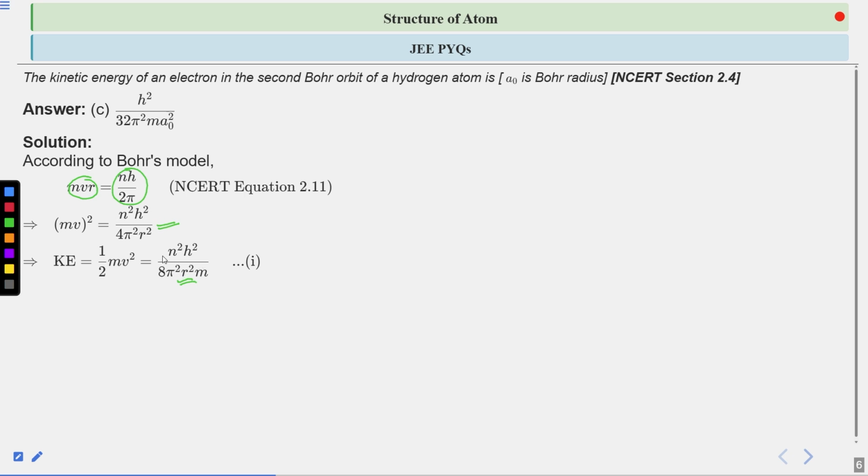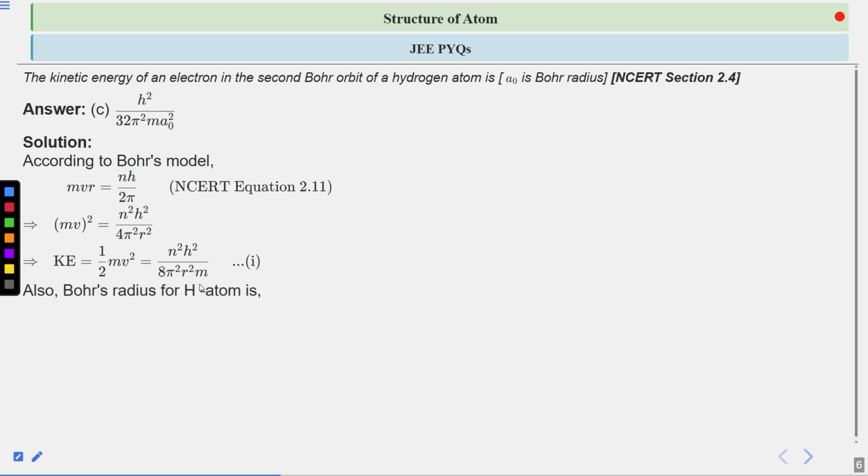Now, take the value of mv square from here and put it here. If you do this, you have to multiply and divide this thing by m. Then on multiplication, you will get m square v square by m. Now the m square v square value is taken from here, and this m is there in the denominator. Name it as equation number 1.